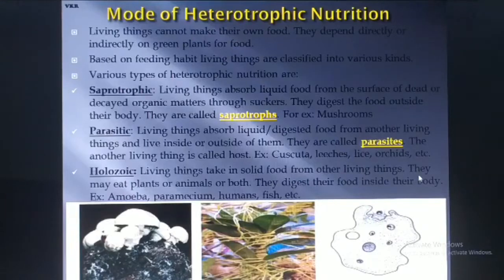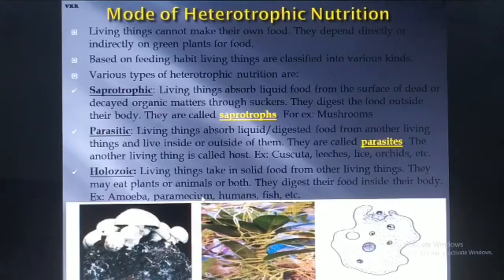Here the third category of heterotrophic nutrition is holozoic nutrition. Actually, my dear children, holozoic nutrition in unicellular organisms is of a different kind, and in multicellular organisms of a different kind. In unicellular organisms, it is done through cilia, flagella, and pseudopodia. One example mentioned here is amoeba in unicellular. Another example is paramecium, which uses cilia and trichocysts to kill the food and absorb the food. We studied these things in class 9.